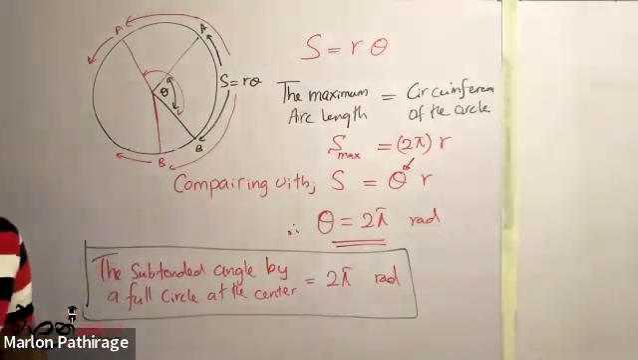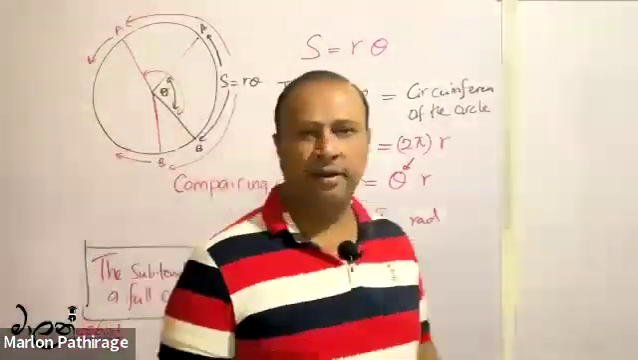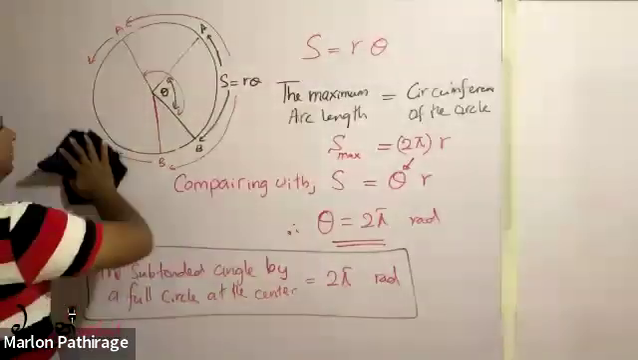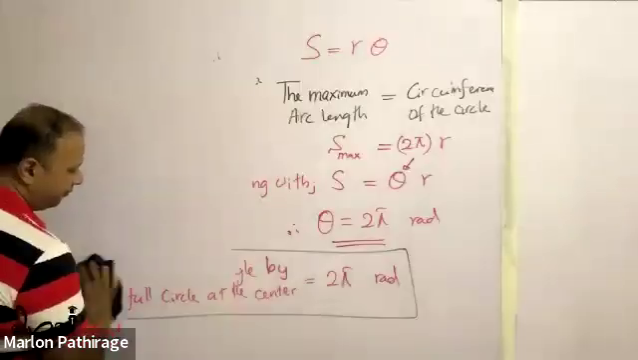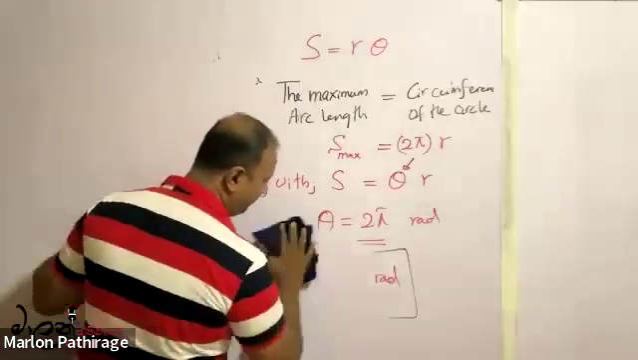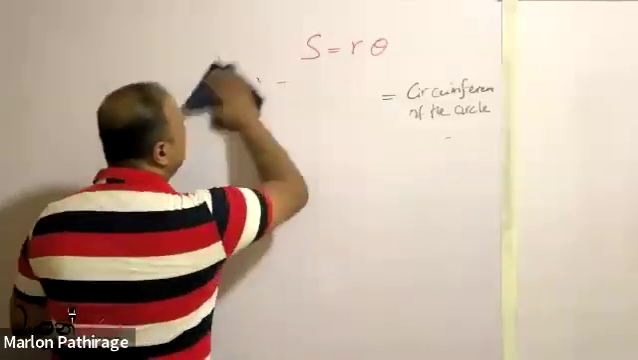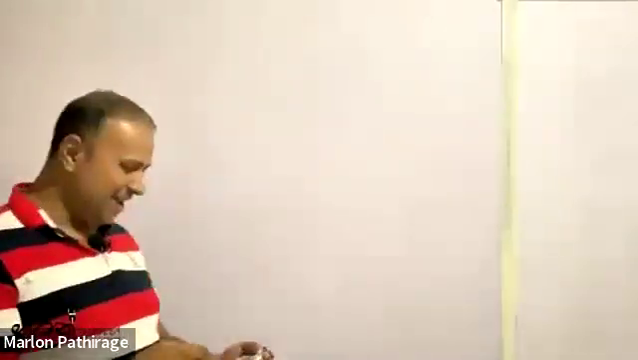Okay, write a topic, fifth topic: the relationship between degree and radian. Now it is very easy, no, Pute? The relationship between degree and radian.